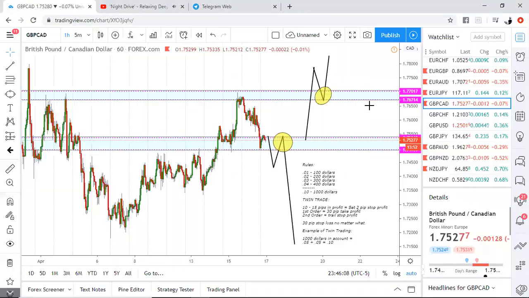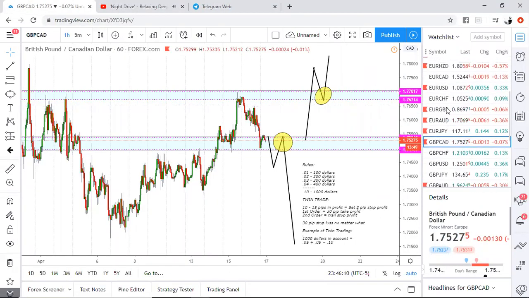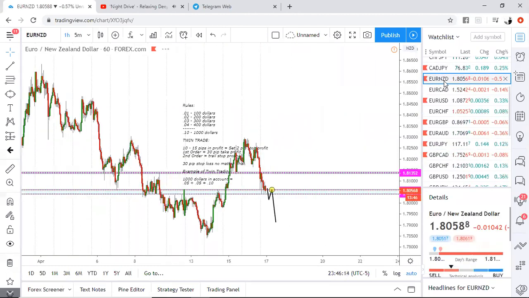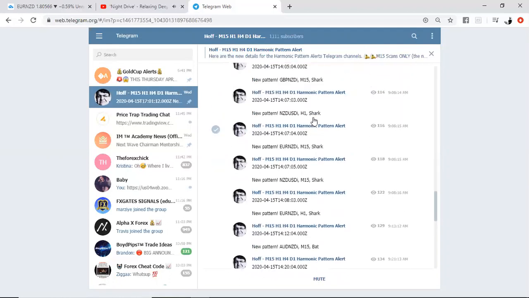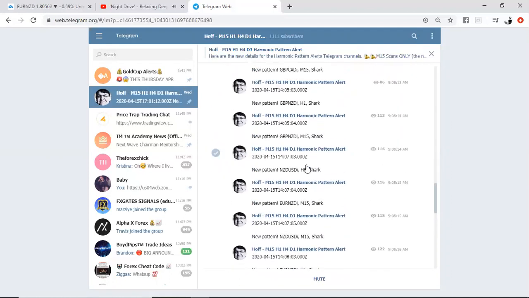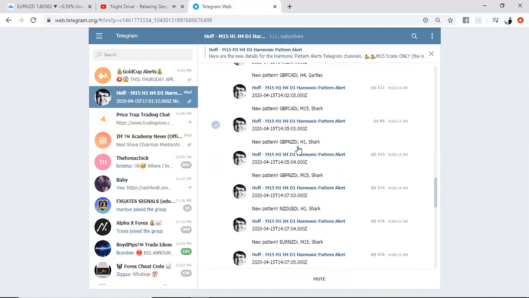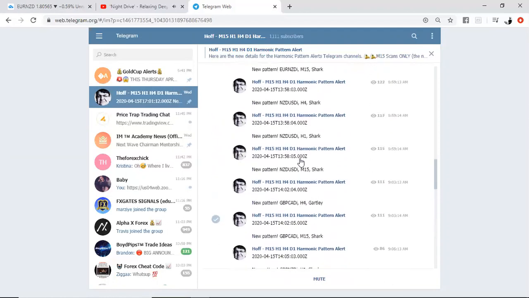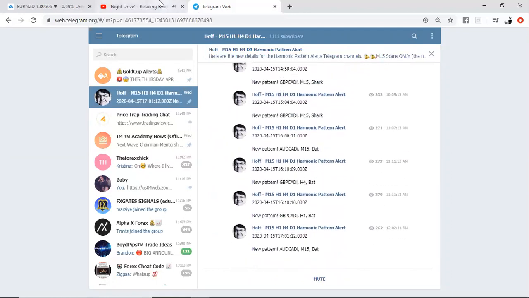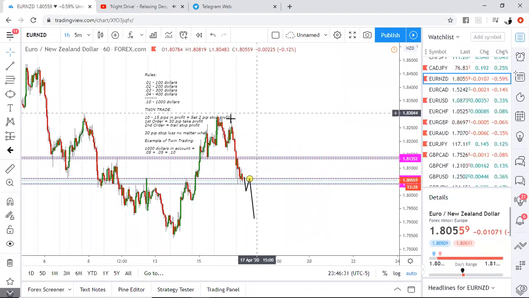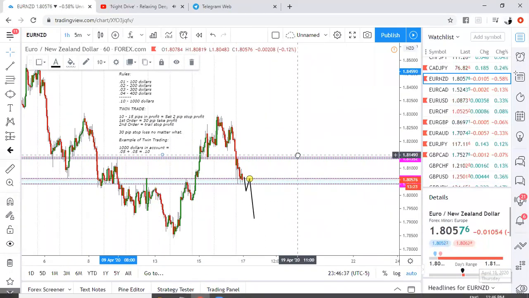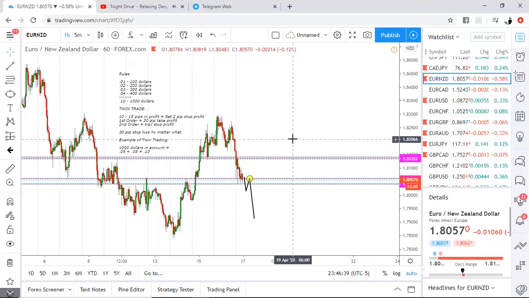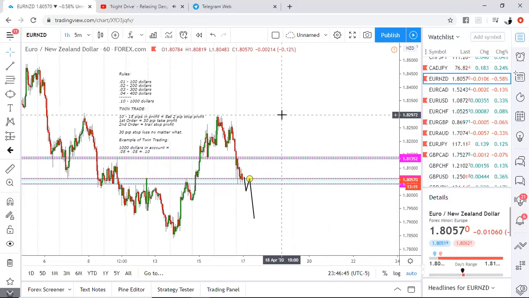Euro NZD, we already have that one. This one I have. We pretty much have the rest of these. Nothing really new on the scanner. And it being a Thursday, not really looking at any other movements. We'll start fresh on Sunday next week, after the weekend. And I'll get back to it.